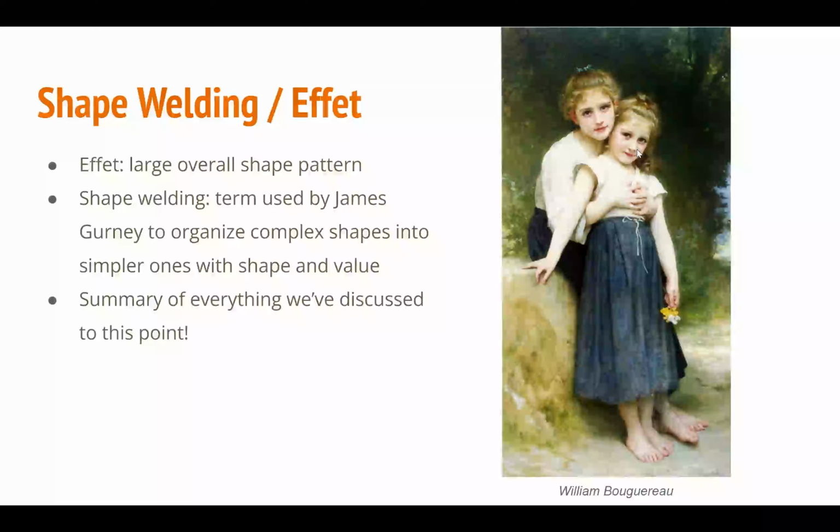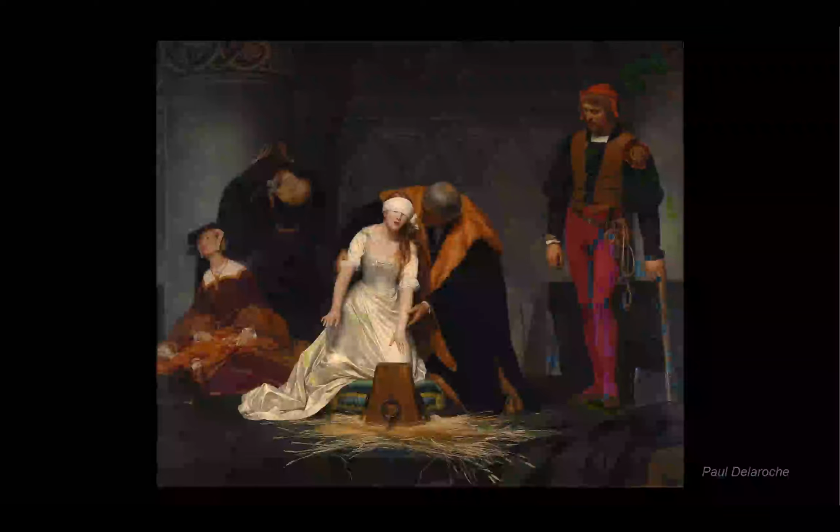So this is kind of the summary of everything we talked about so far: we're organizing our image, and we can use the advantage of value, contrast, and lines to create shapes, to block off complex areas, make them simpler, and draw our attention to the characters.